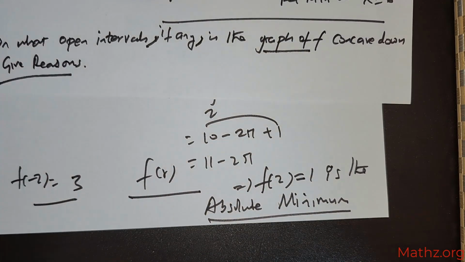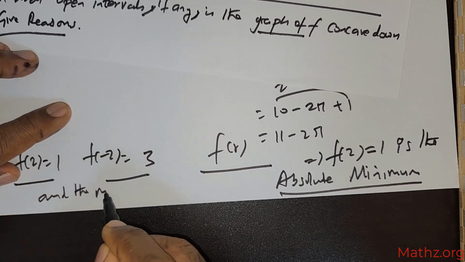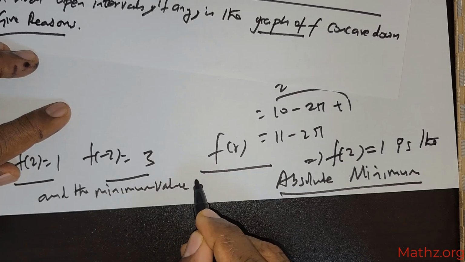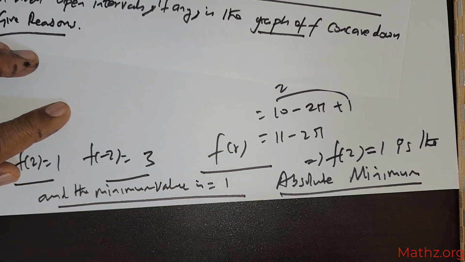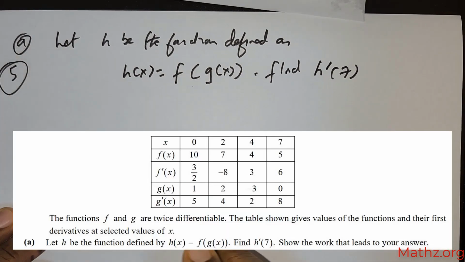Okay, that's the conclusion. And probably you can write here, and the minimum value is equal to 1. Okay. Now this is question number 5.